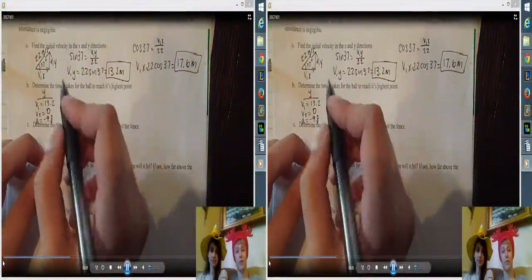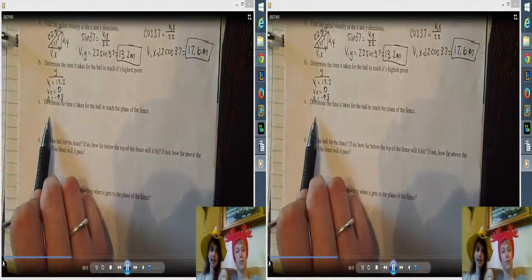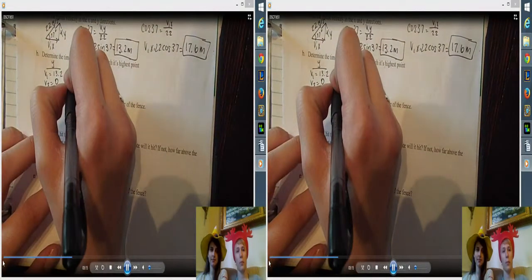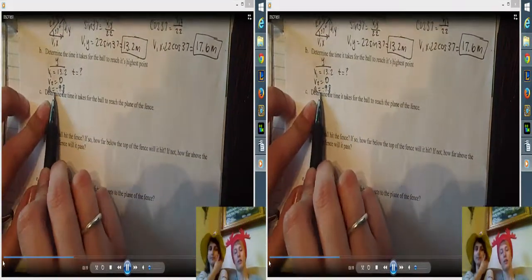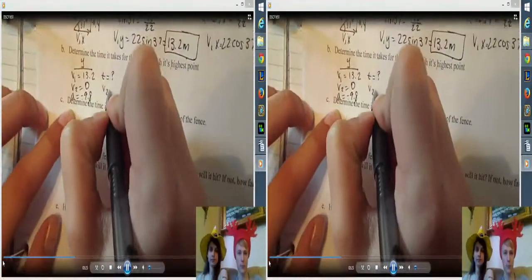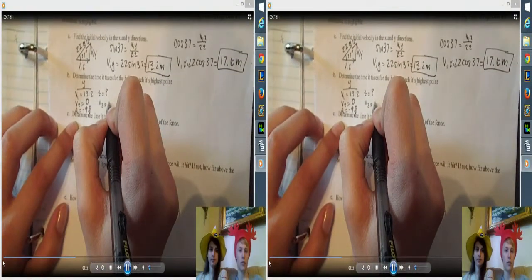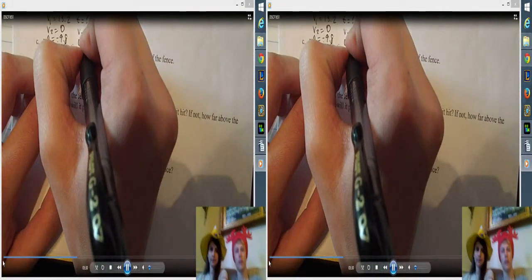Good job. So remember, we're writing down what we have. That's what we have. Okay, so we're looking for time. Time is a question mark in the y direction. V2 is equal to V1 plus AT, our equation we found on that was one of our clues.